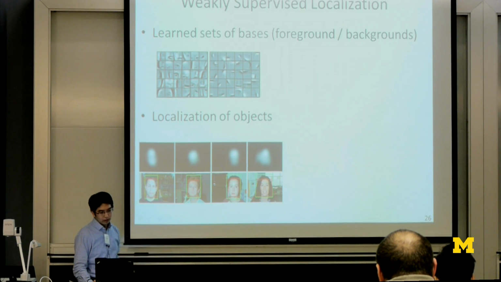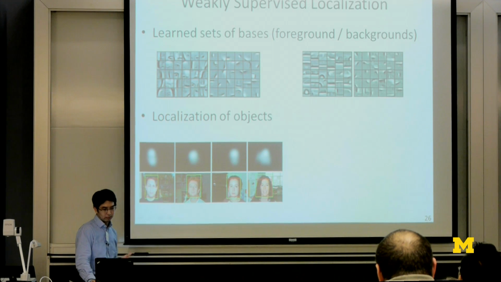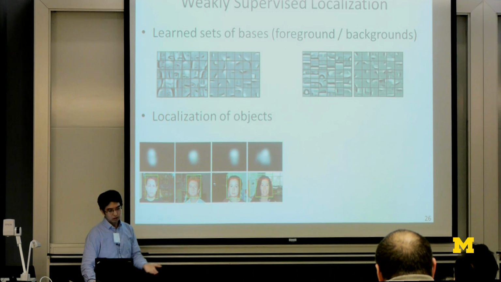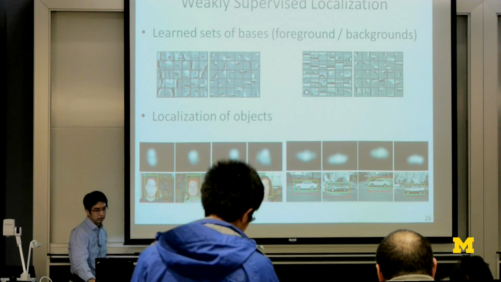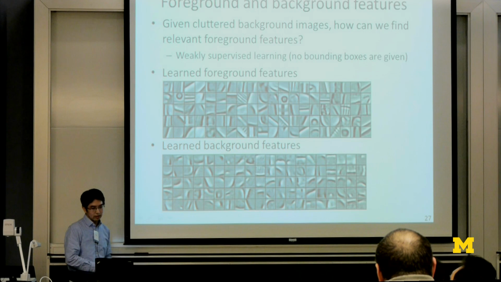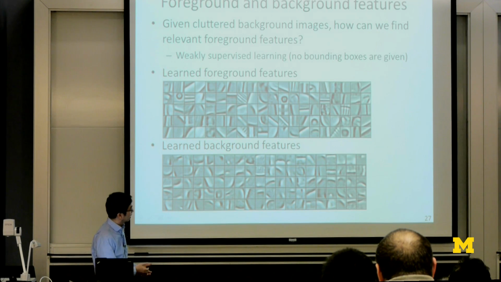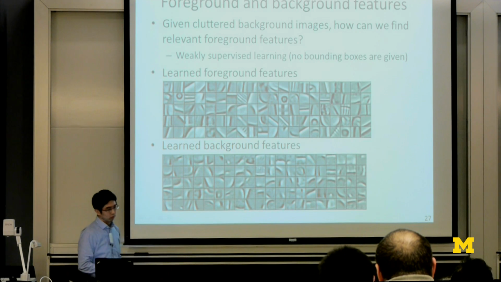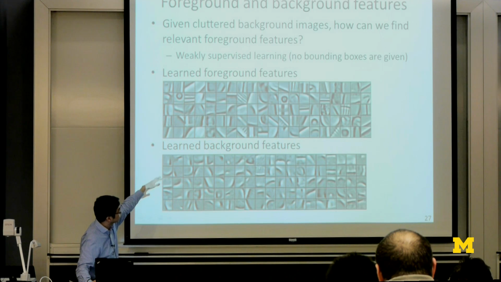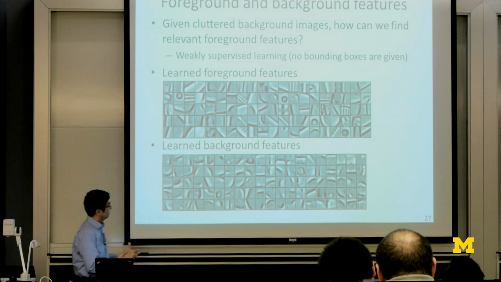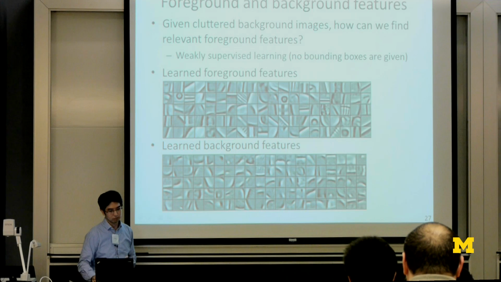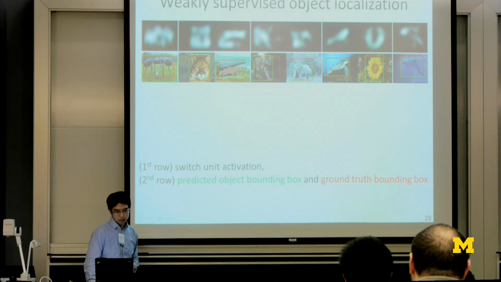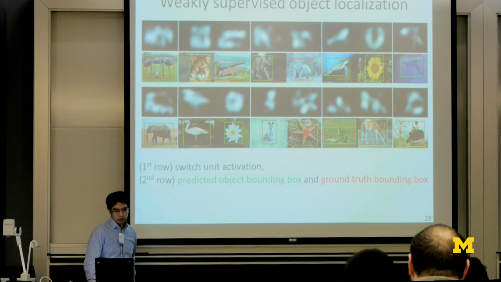So you can do some localization like this, and you can also do a similar task for car versus non-car, and it learns a distinct set of features, and it can do some localization like this. And you can do similar style learning for generic foreground objects versus non-foreground objects. And it learns a distinct set of features where the foreground features look like slightly more artificial patterns that may be more relevant to objects, whereas the background features learn more generic patterns. And we can also do a similar style of localization.